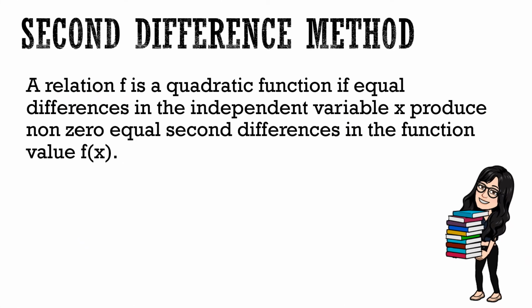Second difference method: a relation f is a quadratic function if equal differences of the independent variable x produce non-zero equal second differences in the function value of f of x, or the y value.